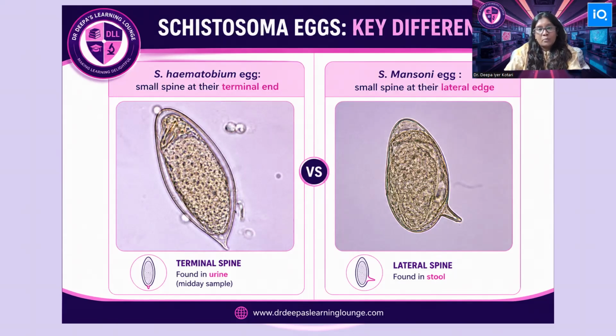Let's discuss the two important species that cause schistosomiasis: Schistosoma haematobium versus Schistosoma mansoni. If you are able to see, the egg architecture itself is different. Schistosoma haematobium is a little longer than Schistosoma mansoni. It is clearly an oval structure with a terminal spine, usually found in the urinary tract, while Schistosoma mansoni is a little more stubby and the spine is lateral, and it is usually found in your stool sample. So that is one major difference.